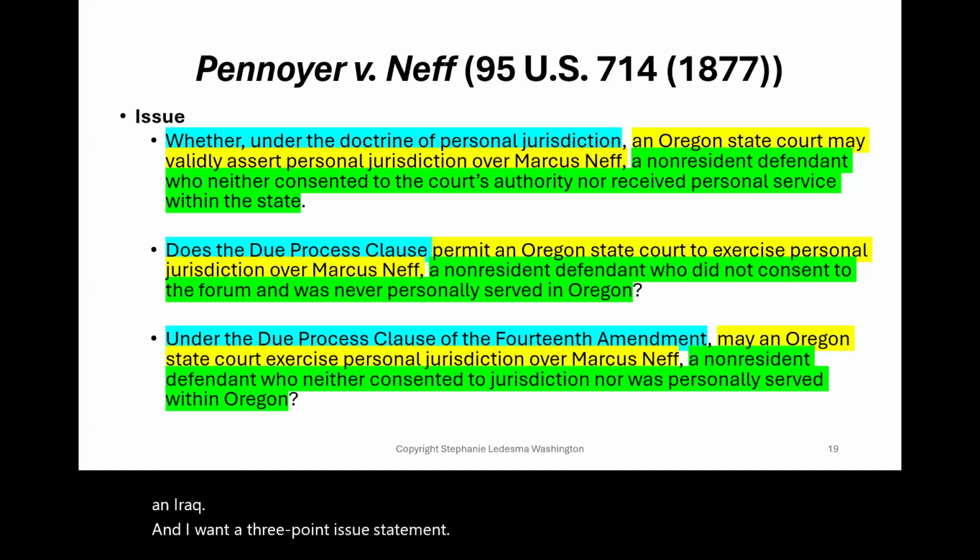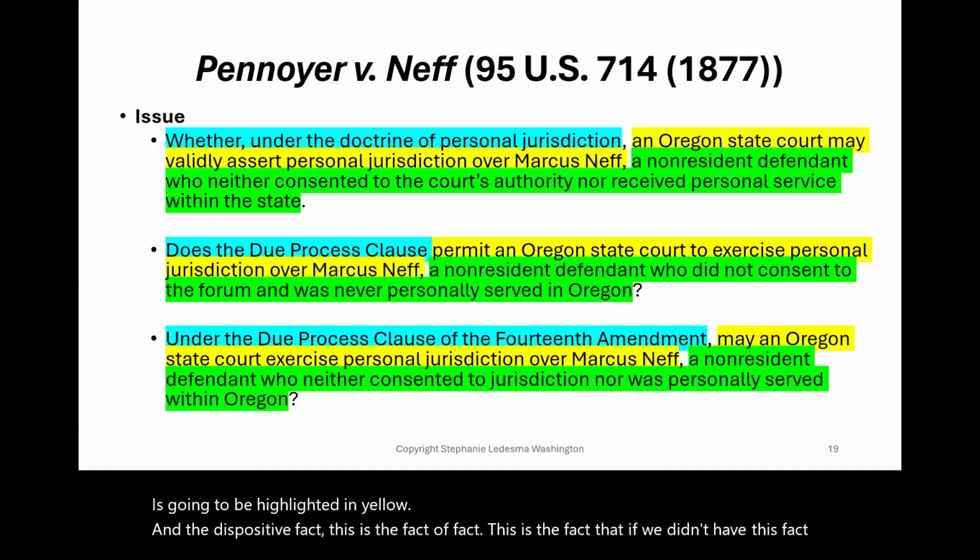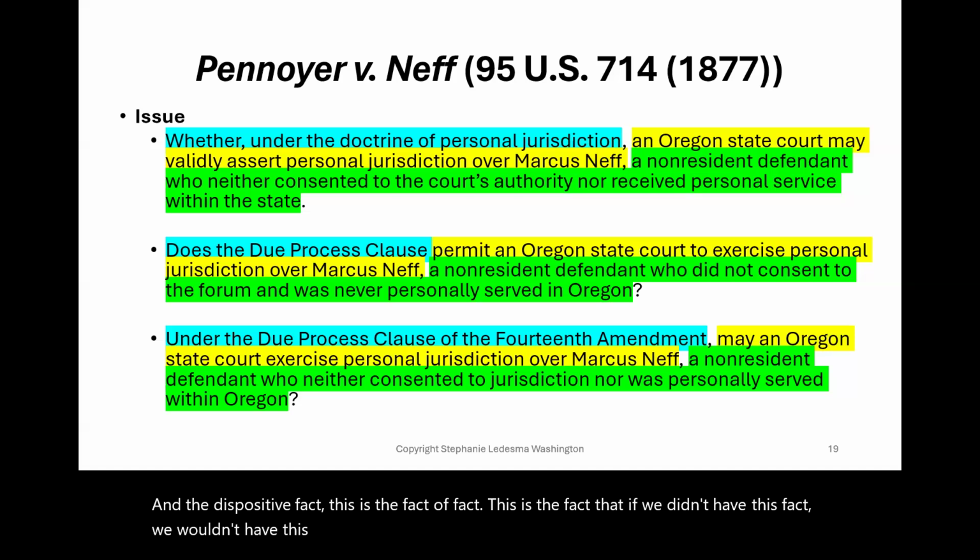In the illustrations, the rule of law is going to be identified in the blue highlight. The legal question, the question that's actually being asked, is going to be highlighted in yellow. And the dispositive fact, this is the fact of facts. This is the fact that if we didn't have it, we wouldn't have this question, right? We might have a different question, but it wouldn't be this one.